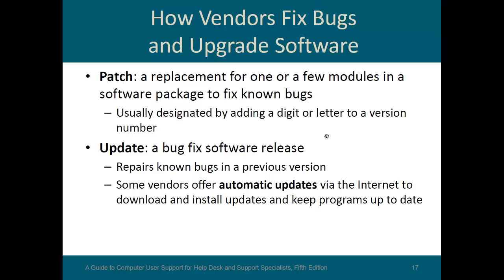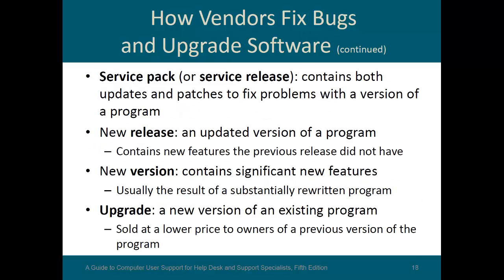An update is a bug fix software release. It repairs known bugs in a previous version, and some vendors offer automatic updates, such as Windows updates, via the internet to download and install updates and keep programs up to date. Service packs are a little bit different, sometimes referred to as service releases. They contain both updates and patches to fix problems with a version of the program. They tend to be much larger in size.